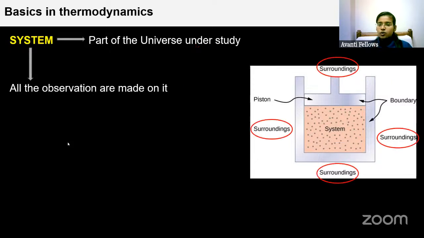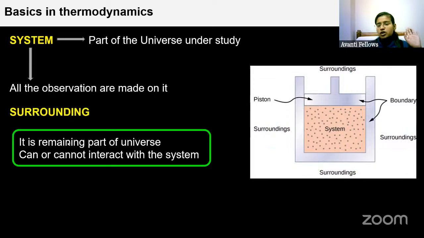Next, coming to surroundings. What is the surrounding? The remaining part of the universe is called the surrounding. In the previous case, I gave you 4 regions, right? Region 1 was the system. Regions 2, 3, 4 are the surrounding. It may or may not interact with the system. Those things are called surroundings.